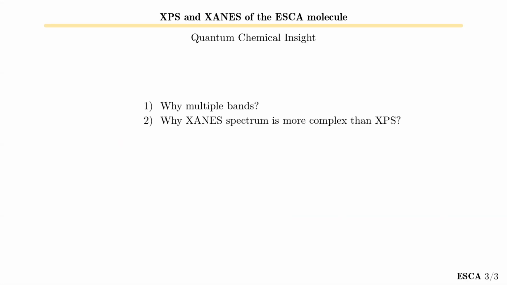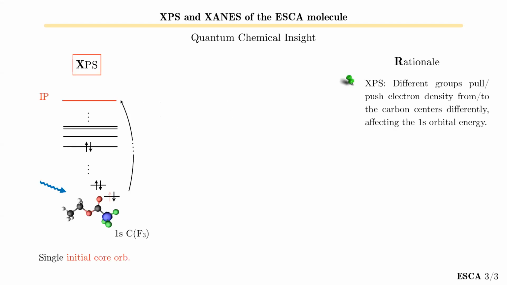And why are there multiple bands? Why is the XANES spectrum more complex? The idea is simple again. For XPS, so ionization, basically the only thing that matters is the energy of the 1s orbital from which you are extracting the electrons. And since the different groups push or pull electron density from the carbon of interest, this reduces the shielding, for example, of the nuclear charge. And so extracting a core electron from the carbon with the 3 fluorine atoms outside that pull a lot of charge costs more energy with respect to extracting the 1s electron from the other carbon.